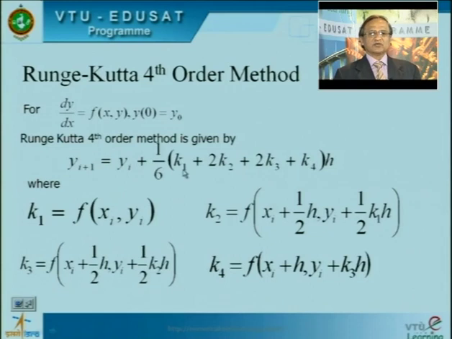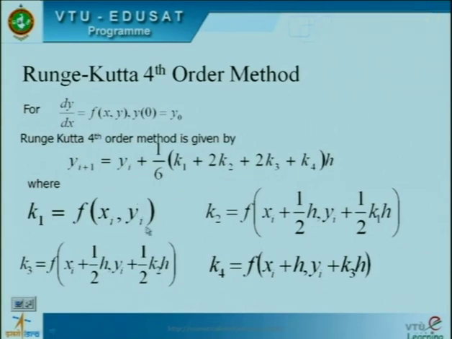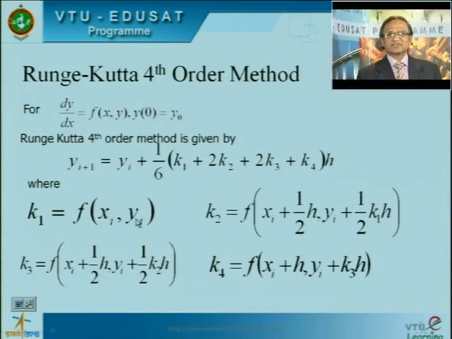What are the values of k1, k2, k3, k4? How do we calculate these constants? k1 is a function of x and y, so f of x i, y i. As I have mentioned, if I replace i by 0, I will get x naught and y naught. What are the values of x naught and y naught? In the given differential equation, they have given the initial condition, so x naught is equal to 0 and y naught value is also known. It means x naught, y naught are known. Now I will replace in the given function x by x naught, y by y naught, and I will estimate the value of k1.